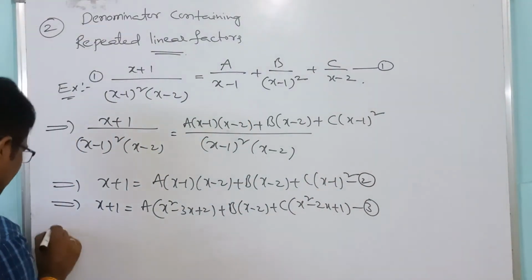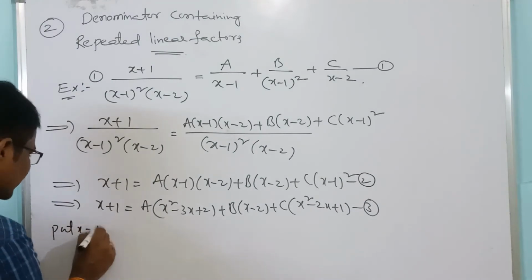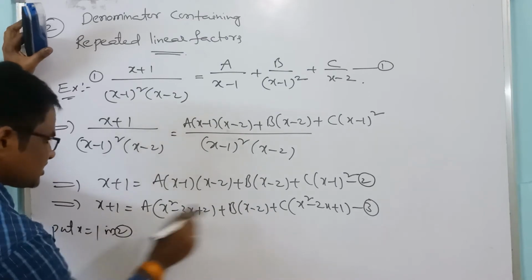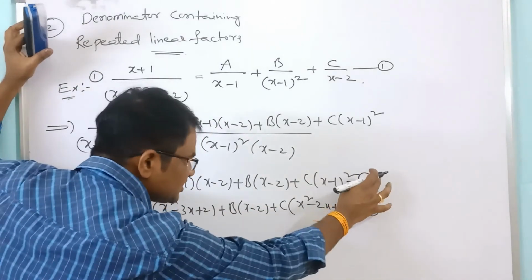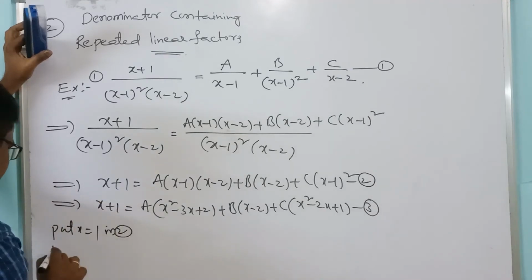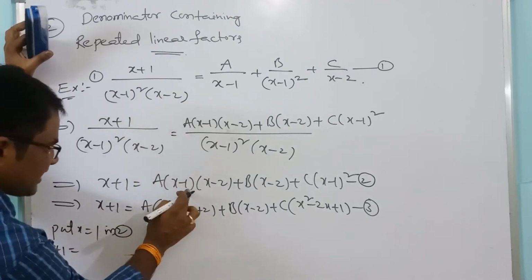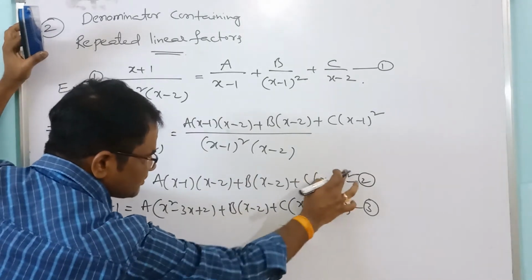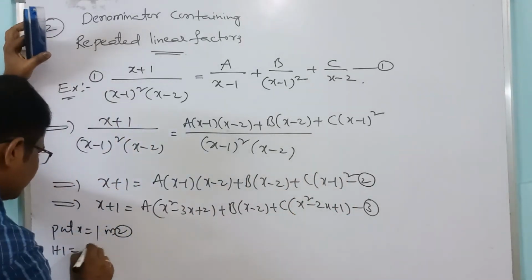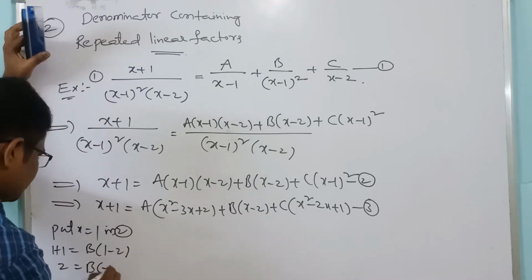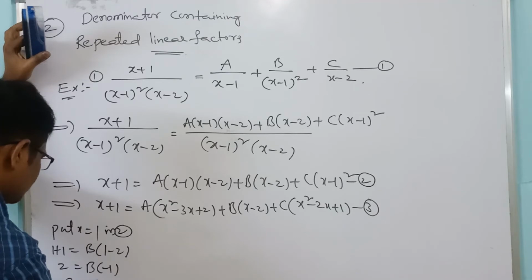Now put x equal to 1. If you substitute x equal to 1, substitute in equation number 2, don't substitute in equation number 3. So LHS is 1 plus 1 equal to, here 1 minus 1, this term becomes 0. Here 1 minus 1, this third term also becomes 0. What is remaining? B into 1 minus 2. So here 2 equal to B into minus 1. So B equal to minus 2.